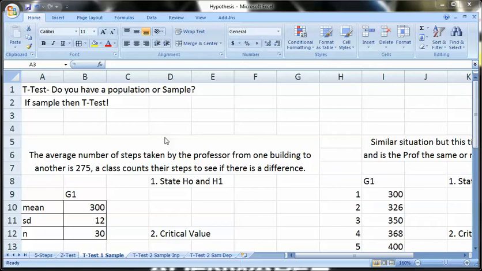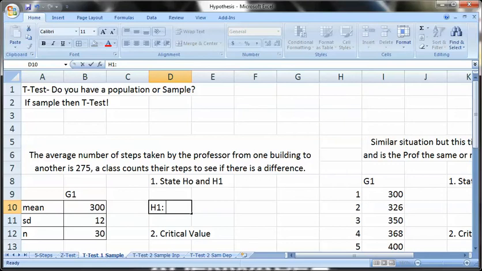All right, so here's the scenario. The average number of steps taken by the professor from one building to another is 275. A class counts their steps to see if there is a difference. So the key word in this question is the difference. That's going to be an alternative type statement, so H1.